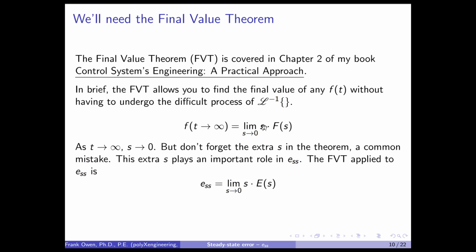Now, this extra s actually plays a big role in our topic of steady-state error. So the version of the final value theorem that applies to us for ESS is this relationship here. We're interested in E as t goes to infinity, and we call that ESS. SS stands for steady state. What we do is we get the expression for the Laplace transform of E as a function of t. We put it in our formula, we multiply it by s, and we let the s go to 0.